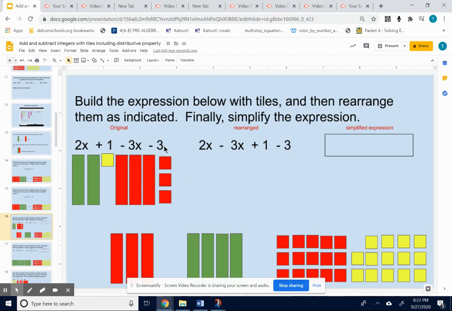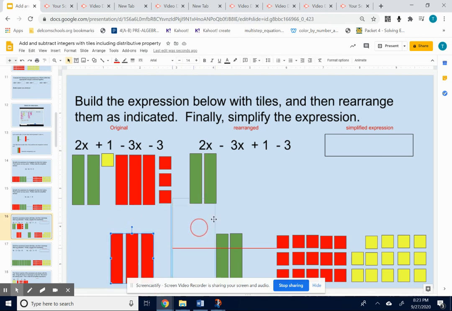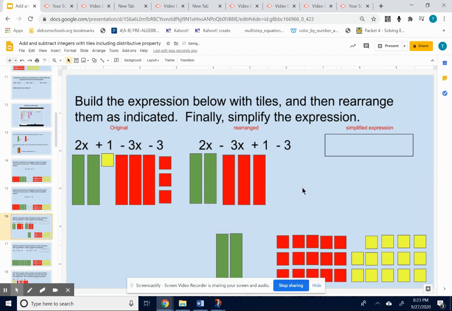But now I'm going to take those 4 things and rearrange them. I'm going to put the 2x and the negative 3x side by side. There's my 2 x's. Here's my 3 negative x's. Okay, my positive 1 and my negative 3. Okay, it's the same exact pieces, but I rearranged them. I put the 2 x sets together, and I put the 2 square sets together.